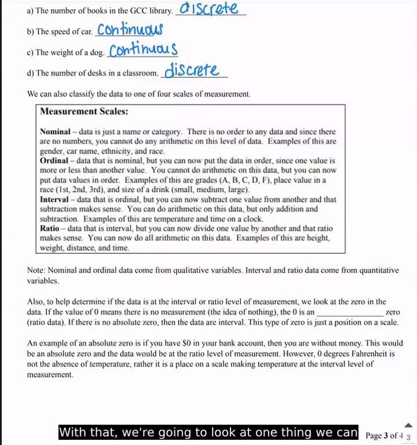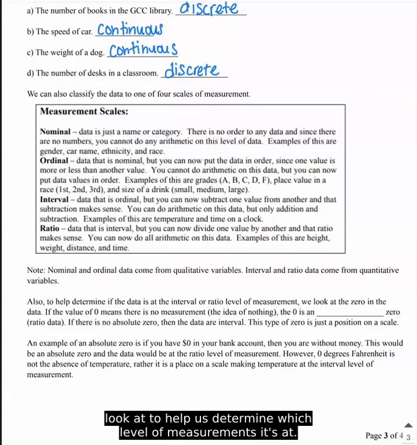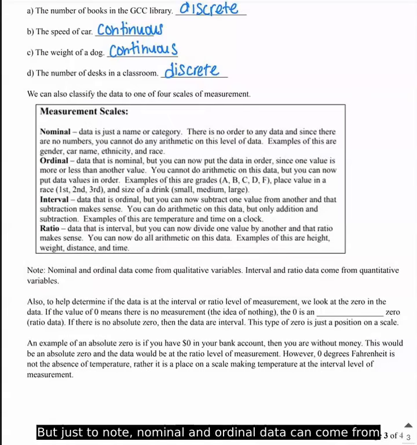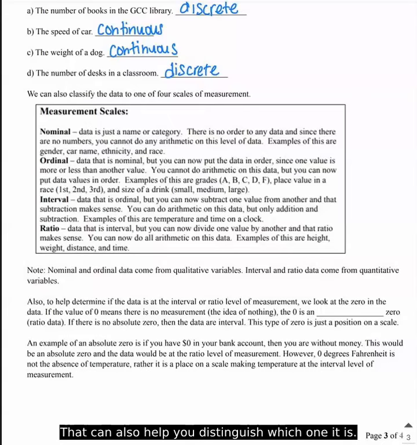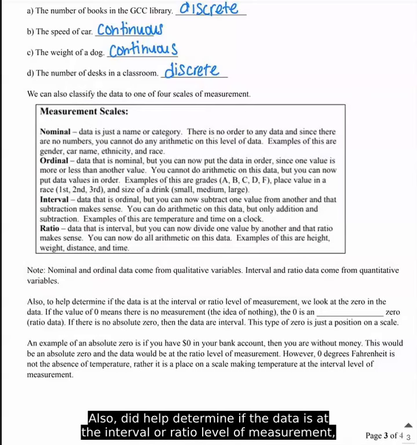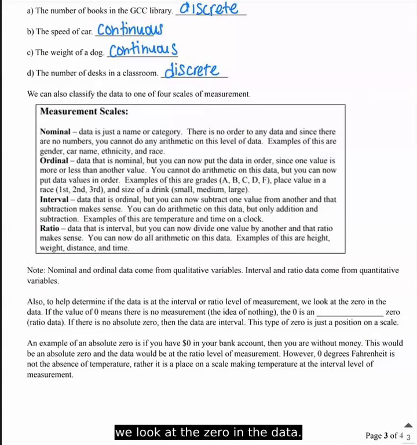And so with that, we're going to look at one thing we can look at to help us determine which level of measurement it's at. But just to note, nominal and ordinal data come from qualitative variables, and interval and ratio come from quantitative variables. So that can also help you distinguish which one it is. So also to help determine if the data is at the interval or ratio level of measurement, we look at the 0 in the data.